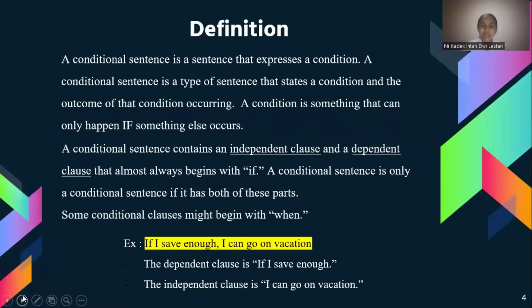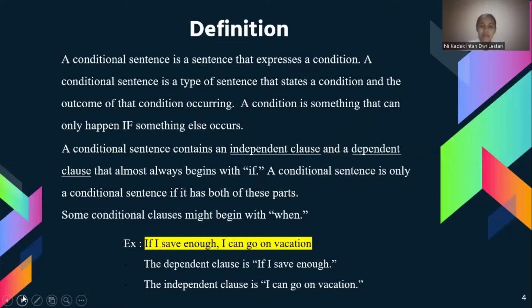A conditional sentence is a sentence that expresses a condition. It is a type of sentence that states a condition and the outcome of that condition occurring. A condition is something that can only happen if something else occurs. A conditional sentence contains an independent clause and a dependent clause that almost always begins with if. It is only a conditional sentence if it has both of these parts. Some conditional clauses might begin with when.